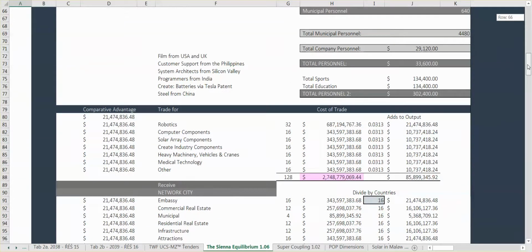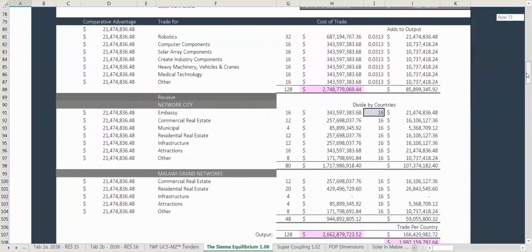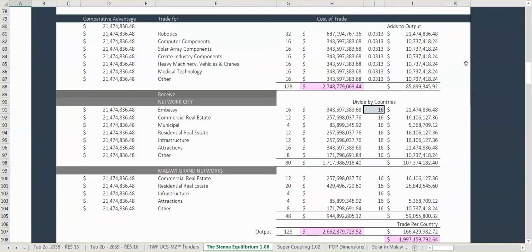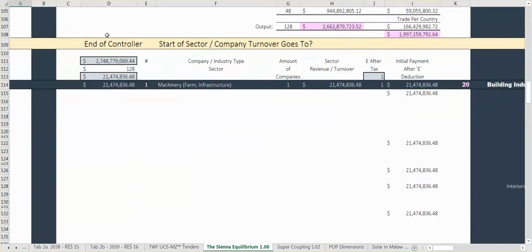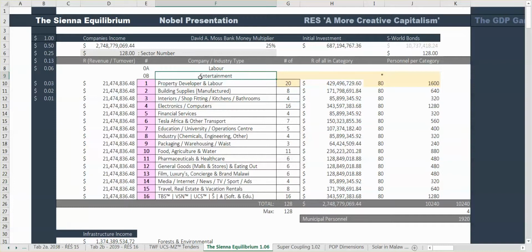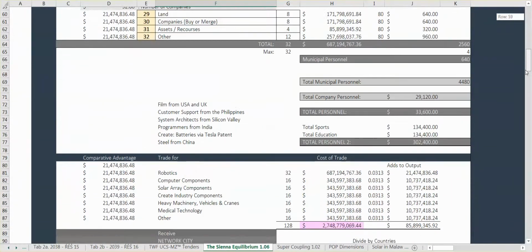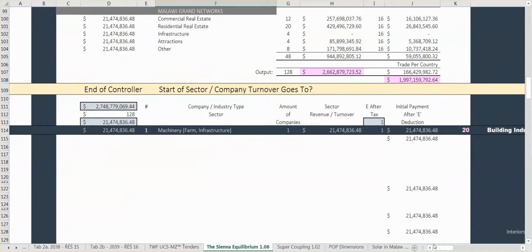Okay, now I go here into a little bit of income that can be made, but this has now been superseded, so I'm just going to completely ignore it. And we're going to go to here, enter controller, start of company, start of sector, company goes, turnover goes to start of this. So all of these sectors, we're now going to drill down to one of them, and I think we're drilling down to a property developer and labor sector. Let's just have a look. And we've got to go right now.